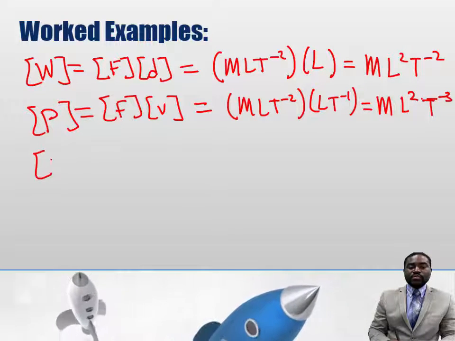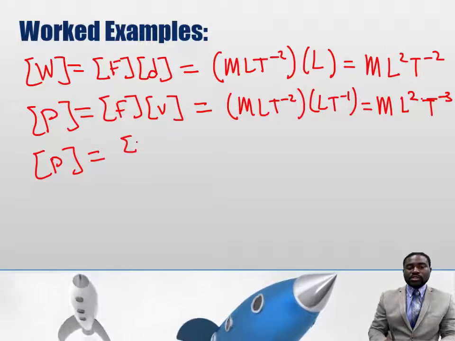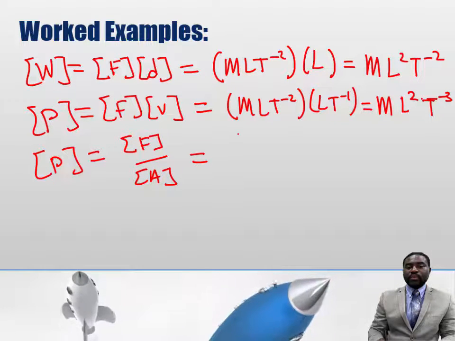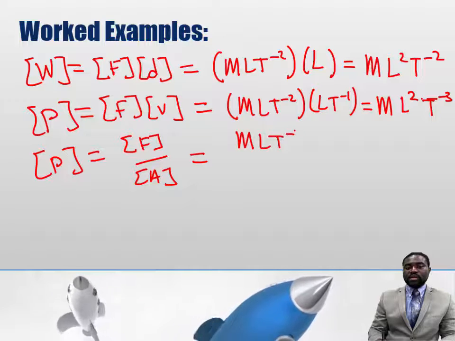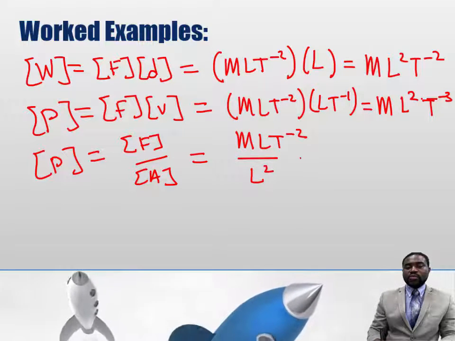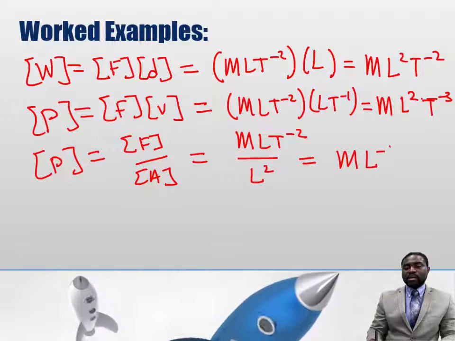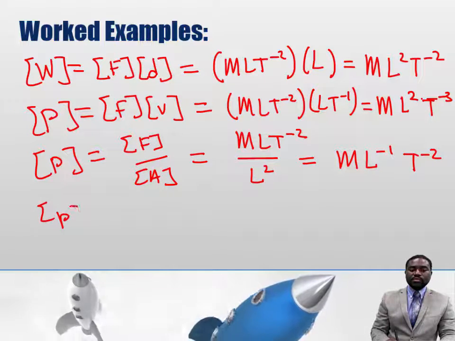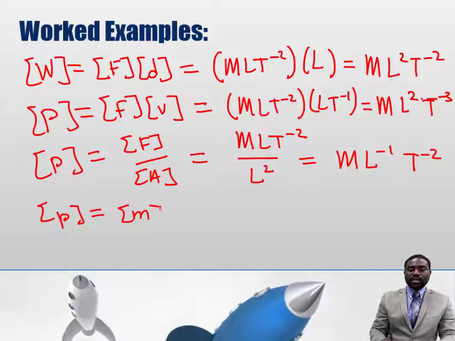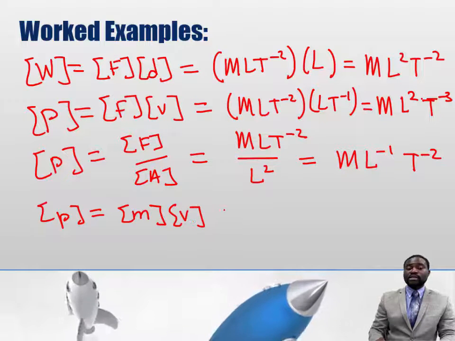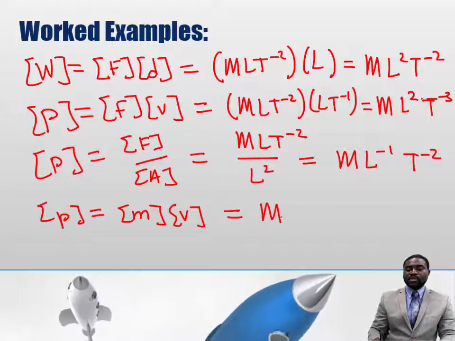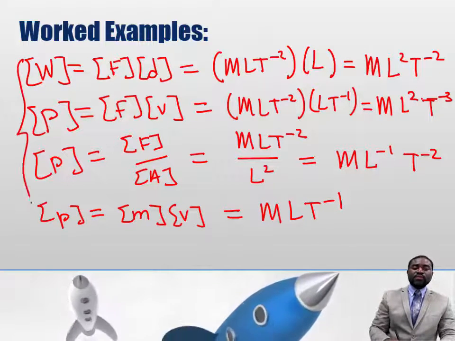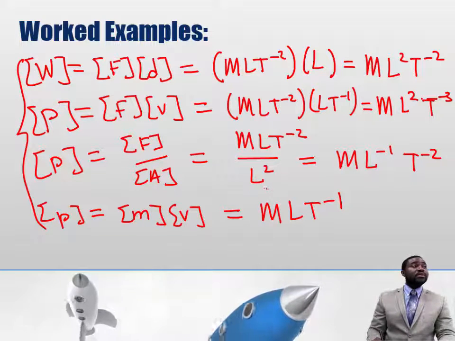We have pressure. The dimension of pressure is equal to the dimension of force divided by the dimension of area. So this is MLT minus 2 divided by L squared, which is going to be ML minus 1 T minus 2. The dimension of momentum is equal to the dimensions of mass multiplied by the dimensions of velocity. So this is going to be capital M L T minus 1. So these are the dimensions of the quantities as indicated on the board.